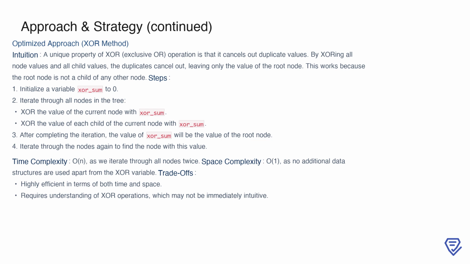This approach is highly efficient, with a time complexity of O(n), since we only iterate through all nodes twice. It also has a space complexity of O(1), as we don't use any additional data structures apart from the XOR variable. The trade-off is that it requires an understanding of XOR operations, which might feel less intuitive at first, but the efficiency gains make it worthwhile.